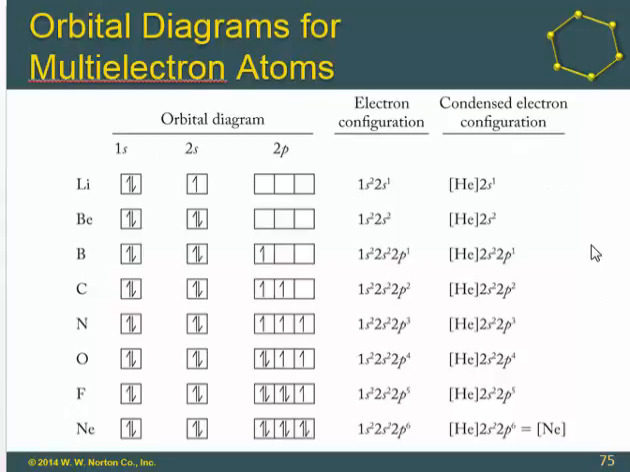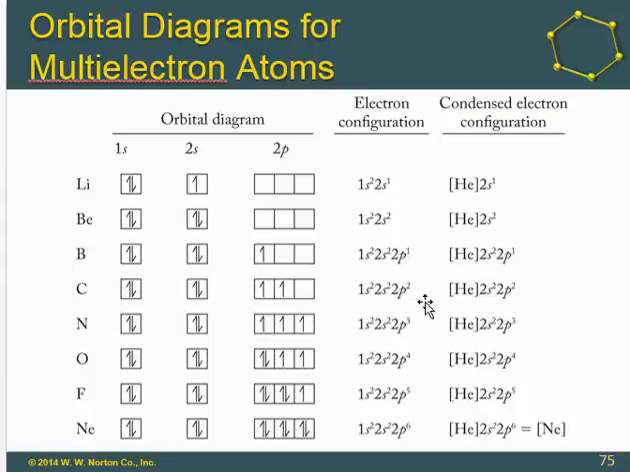This also comes from a graphic from the textbook, and it shows the relationship between the orbital diagram and the electron configuration. The last column shows the condensed electron configuration as well. So what I'd like to do is go down to the electron configuration of carbon.